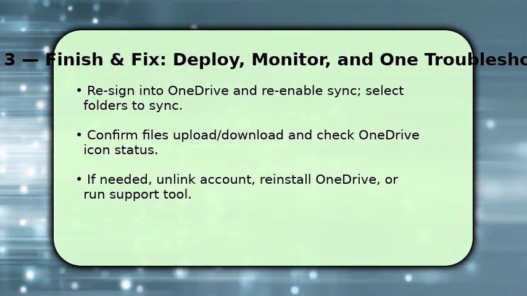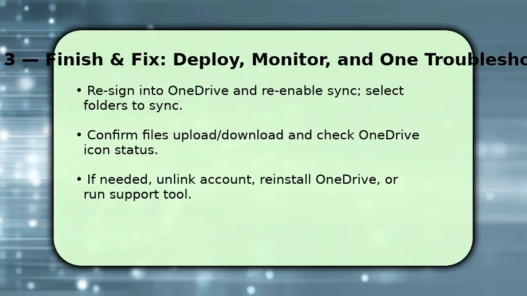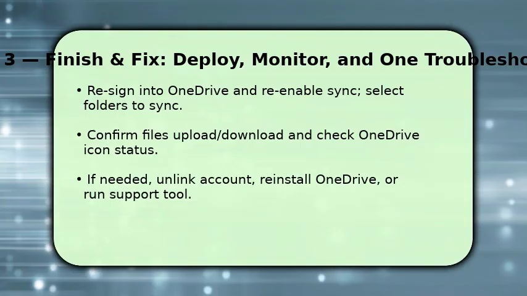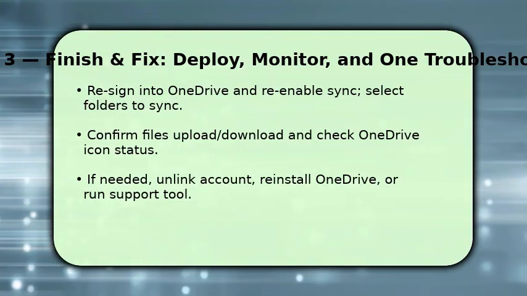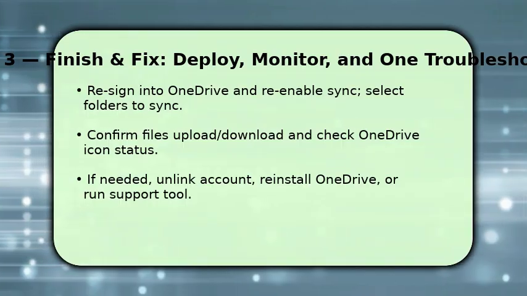Give it a few minutes to reconcile changes. Check the OneDrive icon. Green means synced, blue arrows mean syncing, and red indicates errors, so you know the state at a glance. If issues continue, unlink the account, uninstall and reinstall OneDrive, then sign in again.